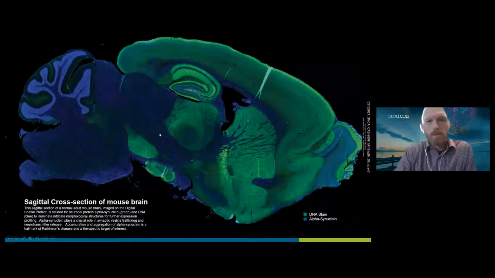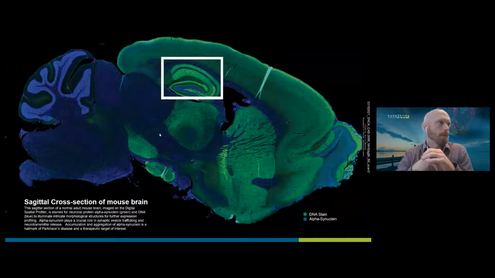So, GeoMX is all about learning about the structural aspects of your tissue and profiling different regions with high-plex assays. Here we're looking at a sagittal cross-section of a mouse brain, and this is actually an image from the digital spatial profiler. It allows you to image a tissue section and then select different regions. Here we've selected the hippocampus region, and it allows you to profile different regions of your tissue, in this case the brain, in a myriad of different ways.